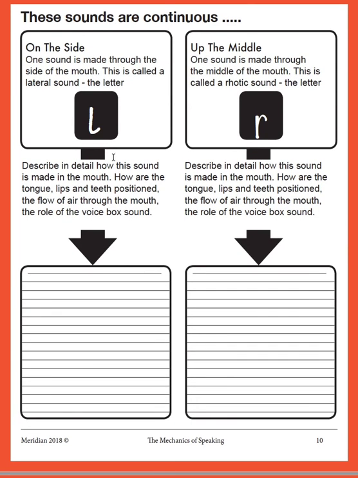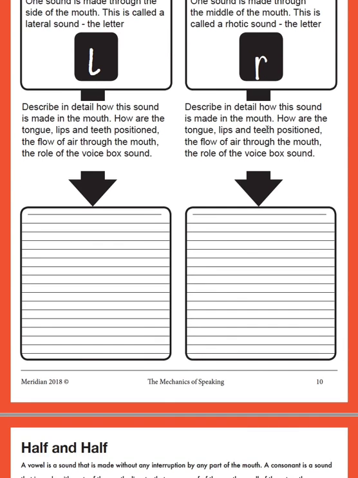These sounds, L and R, are called continuous sounds. The L is a lateral sound. It's made through the side of the mouth. You try to say that, and you can feel that the airflow is through the side of the mouth. The R is a rhotic sound, and you need to curl the tongue back a bit, and it doesn't touch any part of the roof of the mouth or the teeth, and the air flows through the middle, unimpeded.